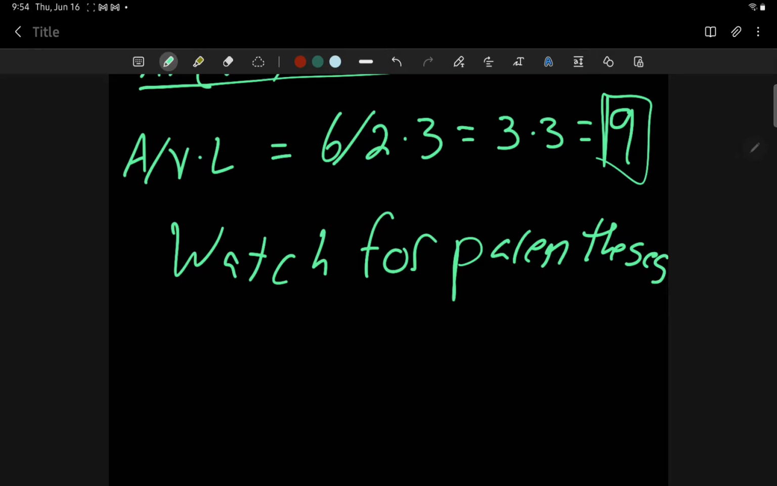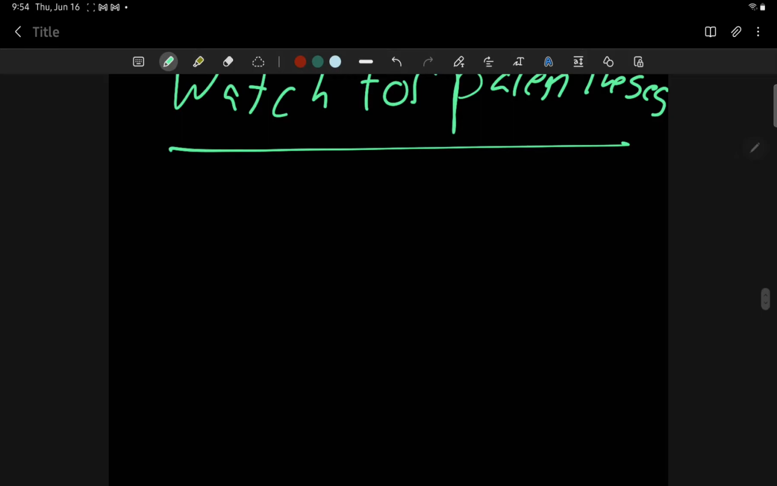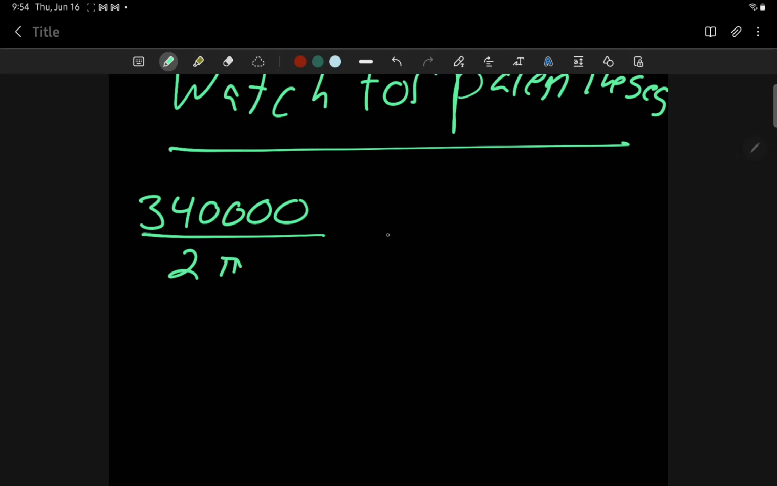Okay, so watch for your parentheses. When you are writing out a formula that is something like this, you have to write it out like this.